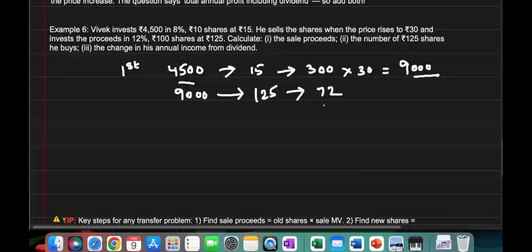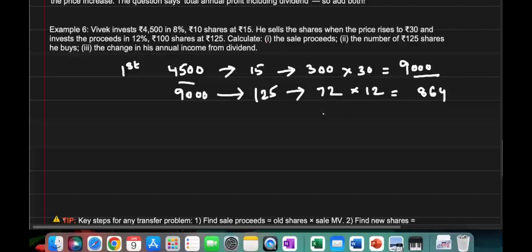He invested the proceeds in 12%, so 12% he is getting as income. For 72 shares, if you are getting 12% income on the face value, how much will it be? 100 rupees was the face value, so you know you will get 12 rupees per share. So 72 into 12 gives 864. This was the dividend yield from the second leg. Okay.